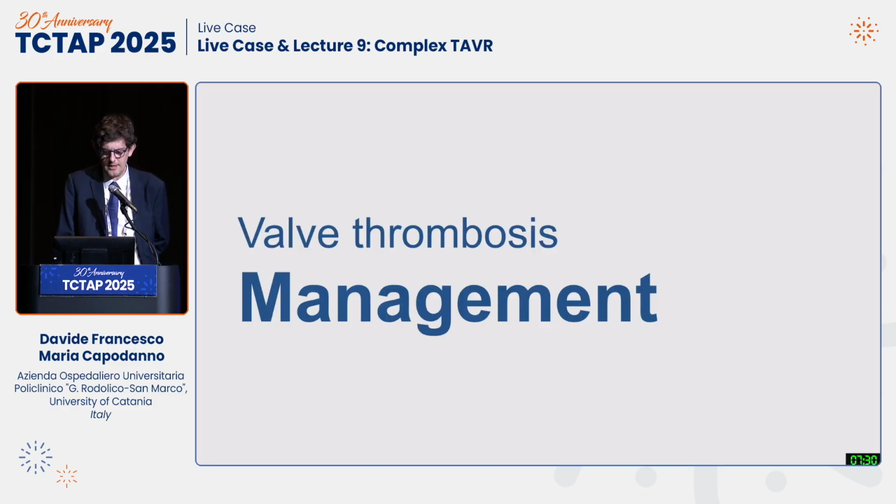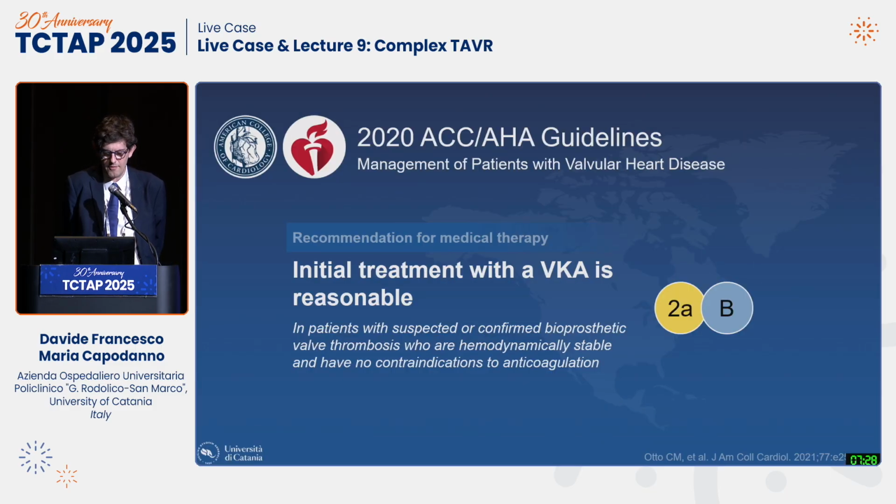For the thrombosis management, we have, of course, more information. And again, the evidence is not excellent. Here it's level of evidence B, and it's still a class 2A in the guidelines from America 2021. Essentially, when you suspect a clinical thrombosis, the initial treatment is with a VKA.